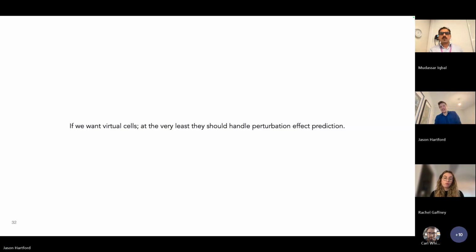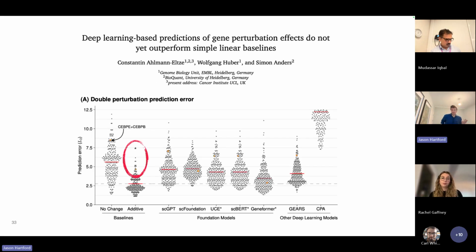So that first part was on explanations, or mechanistic hypotheses that we can debate about. But if we want virtual cells, the minimum that I think everyone agrees on is they should be able to handle predicting the effects of perturbations, right? That is very desirable, but there have been a bunch of recent papers, and this one has a particularly nice figure, that show that these models, the current generation of foundation models, are actually pretty bad at that.